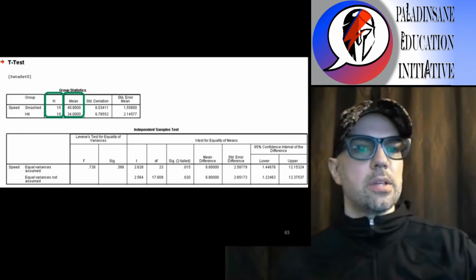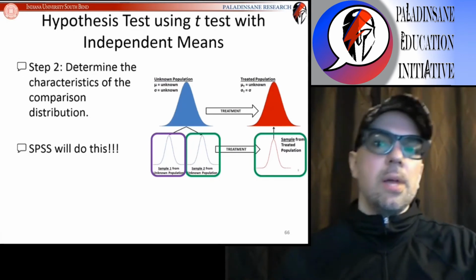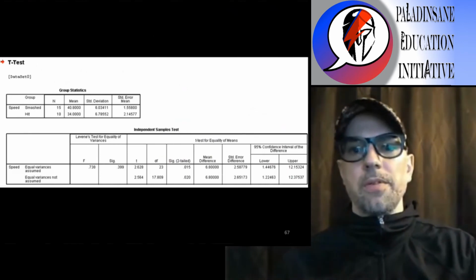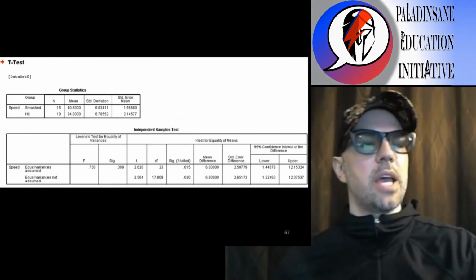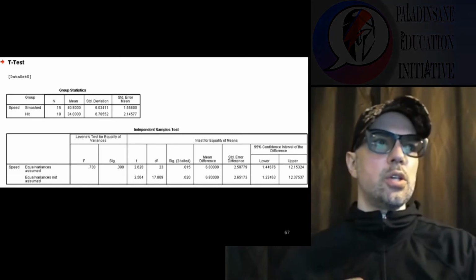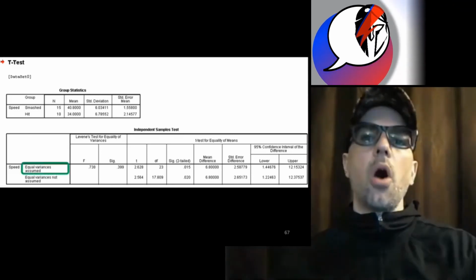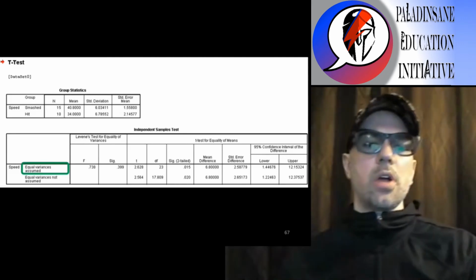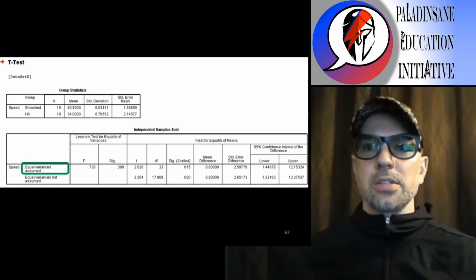So off we go with step number 2, determining the characteristics of our comparison distribution. I mentioned that SPSS will do this, so all we need to know is where we can find that information. We are now going to move to that bottom table labeled independent samples t-test, and you can see that there's 2 rows there, and the one that we're going to only look at is the equal variances assumed. They have a row called equal variances assumed. They have a row called equal variances not assumed.